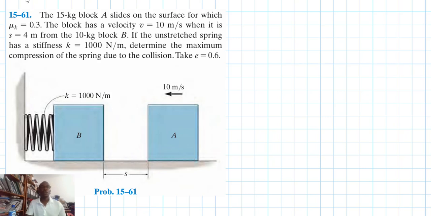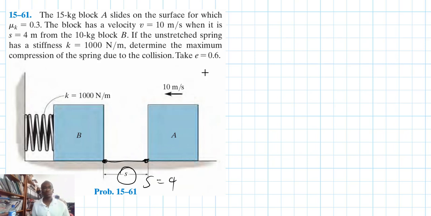All right, here we are, problem 15-61 from Engineering Mechanics: Dynamics, 14th edition by R.C. Hibbeler. So we have blocks A and B. A has this velocity, and we've been told this particular surface here, from this point to this point, this distance of s equal to 4, there is friction. So we are being asked to determine how far this particular spring is going to compress due to collision.